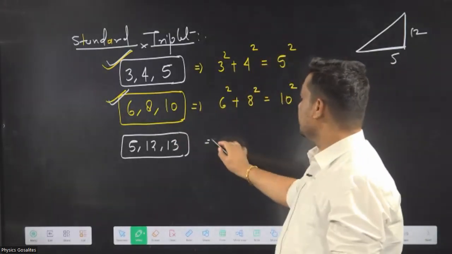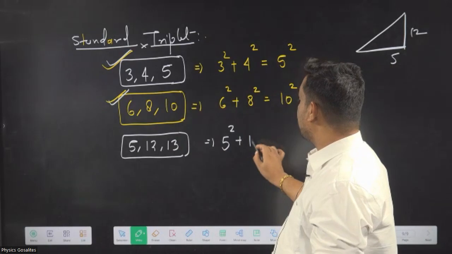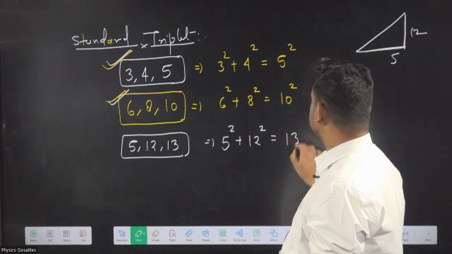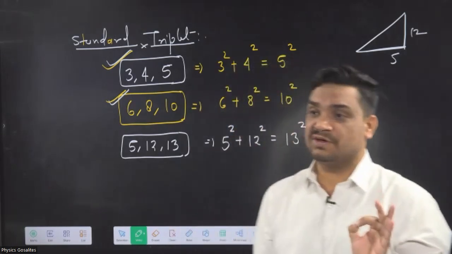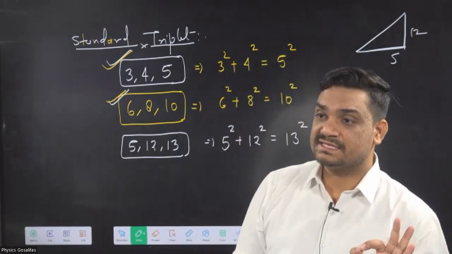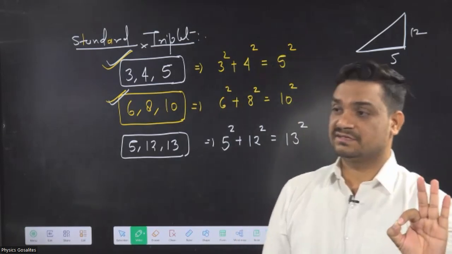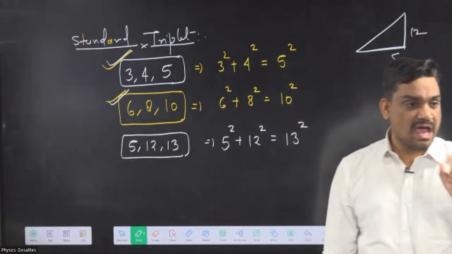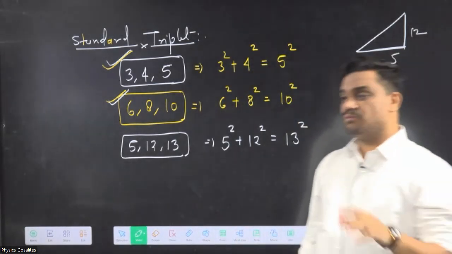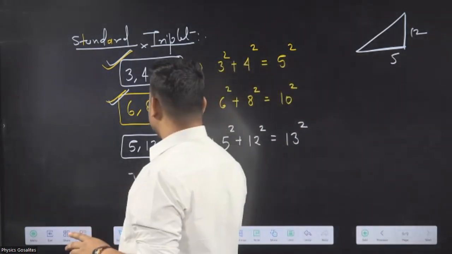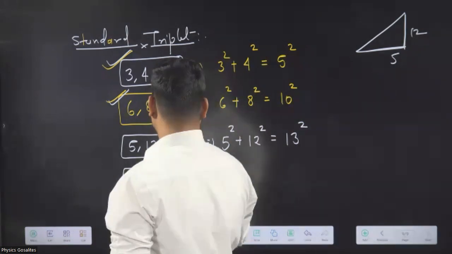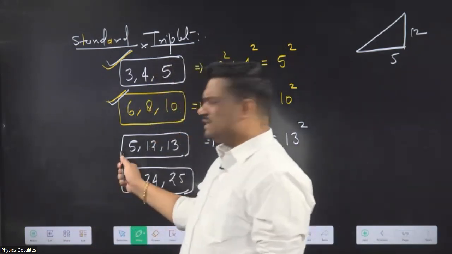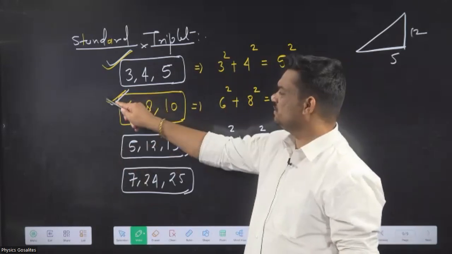I'm not saying that you cannot find it. Of course, you can find these things. There is no problem. But our game is not about finding the things. Our game is about doing the things fastest. Another one, if I ask, one more important triplet is there. So many triplets are there, like 7, 24, 25. These two we will use in some questions, but these two we use regularly.